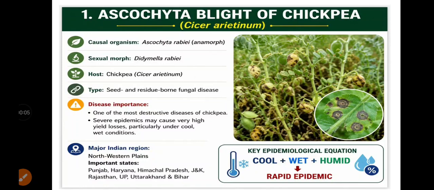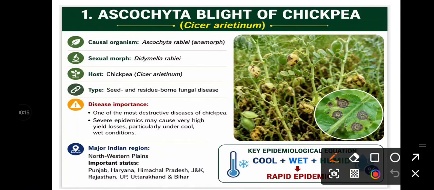So in this video we will discuss Ascochyta Blight of Chickpea. This is a very important disease of chickpea. The causal organism is Ascochyta rabiei. This is the anamorph stage or asexual stage. The sexual stage is Didymella rabiei. It's an Ascomycete fungus. We will discuss the taxonomy and the fungus in later slides.